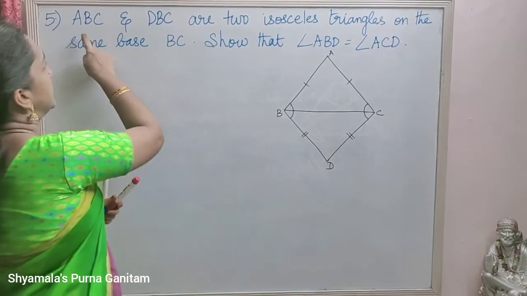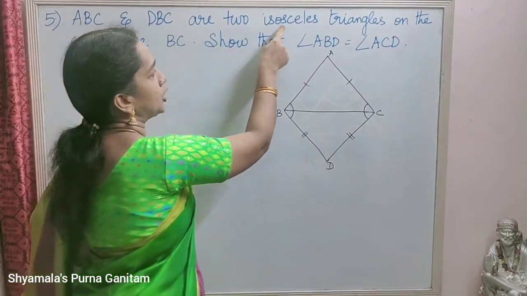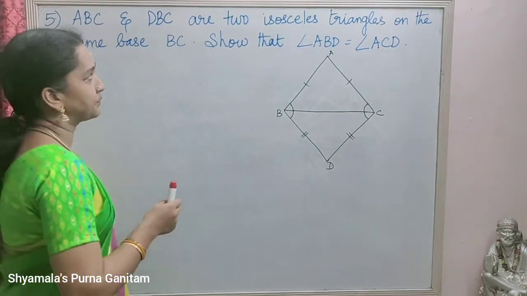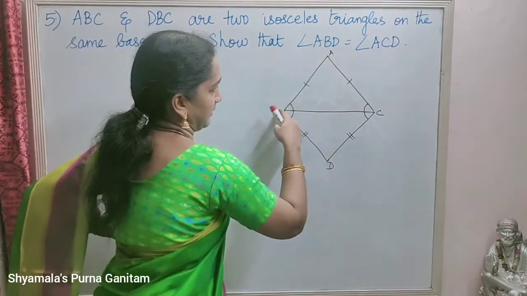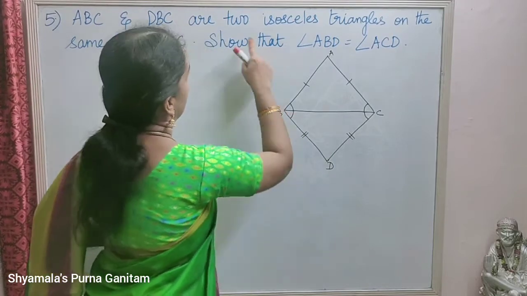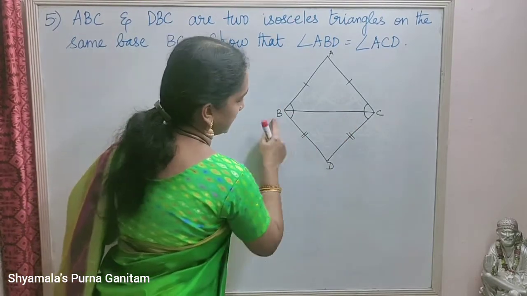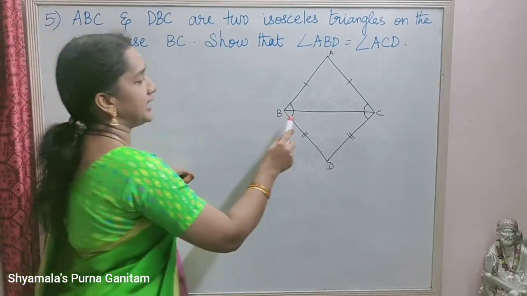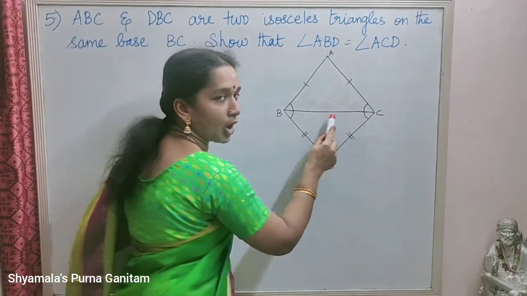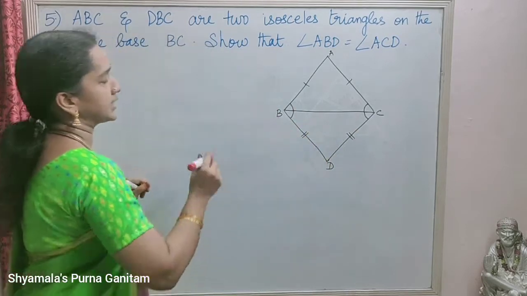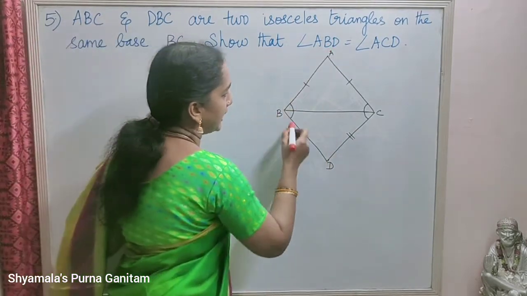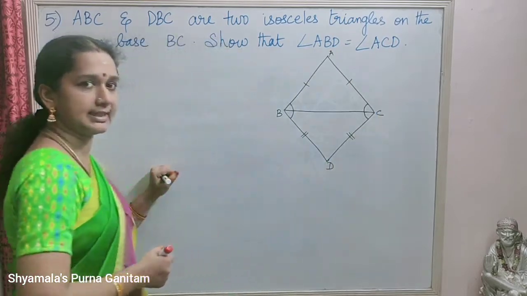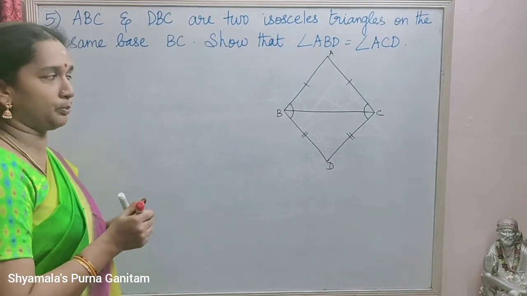Next sum: ABC and DBC are two isosceles triangles on the same base BC. So this is the common base to both the triangles. Show that angle ABD, that is this full angle, is equal to angle ACD. This is the thing we are asked to prove.